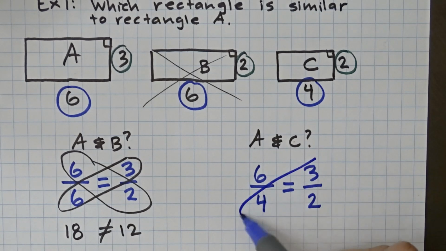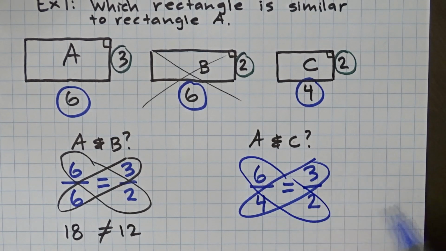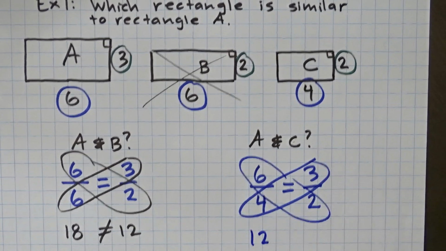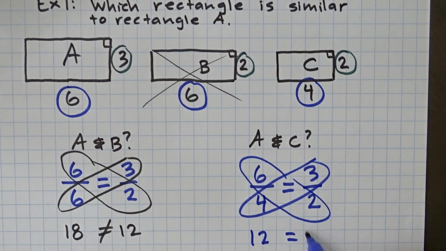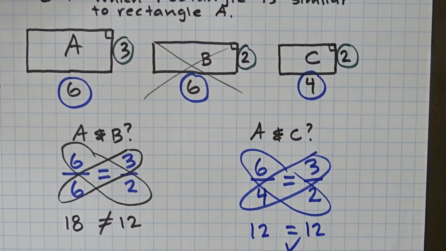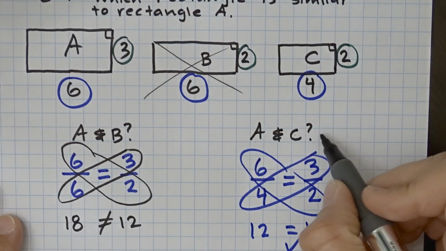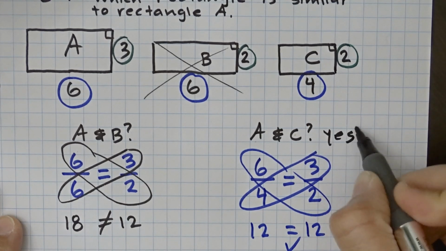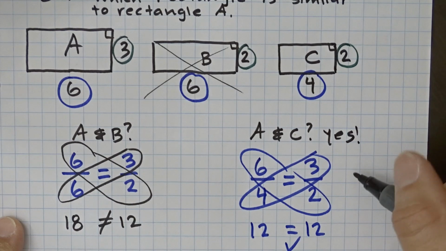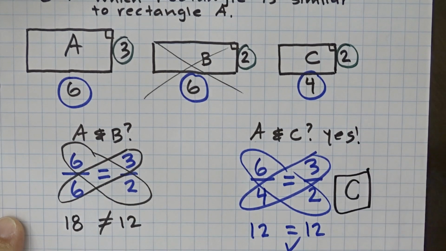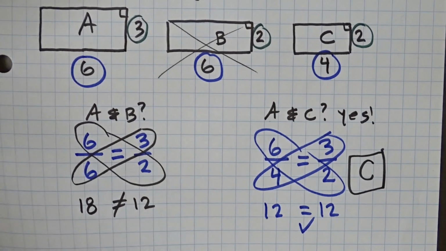So again, you check your cross products. And I get 12. 4 times 3 is 12. And 6 times 2 is also 12. So therefore, A and C are proportional. The sides are proportional. So the answer is yes. So A and C. The answer is rectangle C. Okay? So let's look at one more.